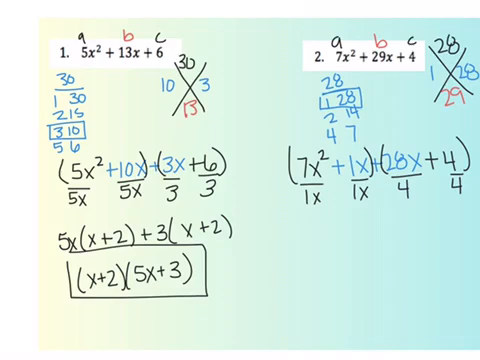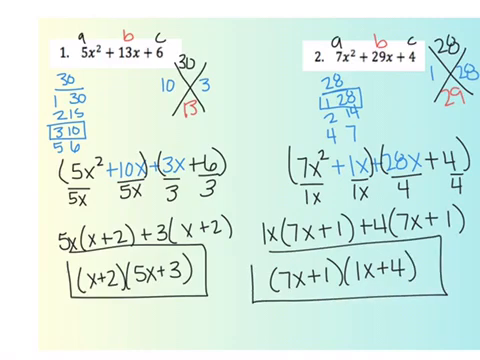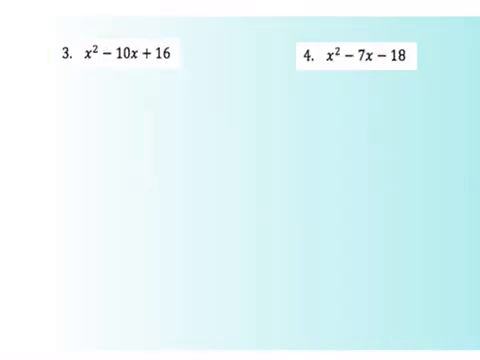So I am going to have 1x times 7x squared divided by 1x gives me 7x. 1x divided by 1x gives me plus 1. I have the GCF I took out of the second, which was 4. 28 divided by 4 gives me 7, and I still have that x. And then 4 divided by 4 gives me 1. So I have 7x plus 1 and x plus 4. They don't have a GCF in common, so that's going to be my answer. I'm done. All right, let's look at example number 3 here.